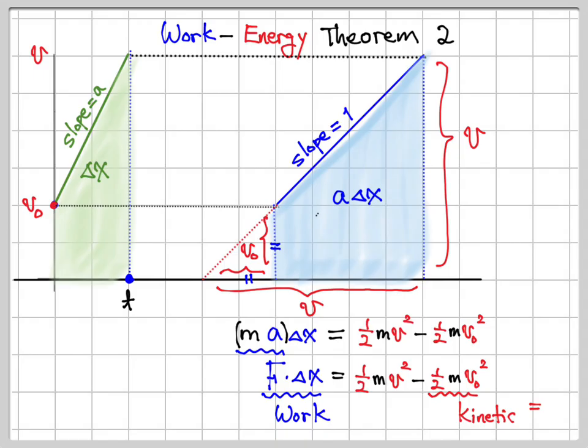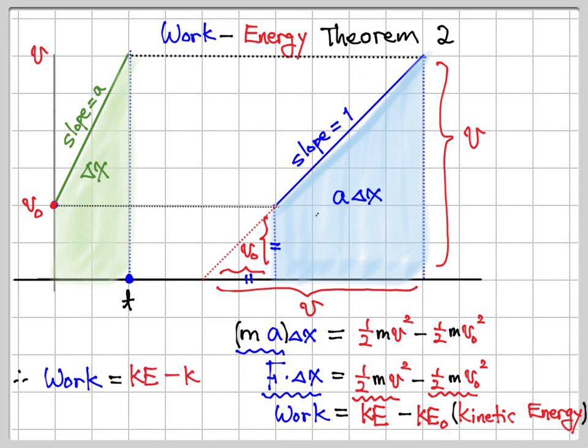So this simple equation is telling us that work is equal to the final kinetic energy minus initial kinetic energy. So in summary, work is equal to the final kinetic energy minus initial kinetic energy, or simply speaking, change in kinetic energy. That is the true meaning of work energy theorem in physics and in geometry.